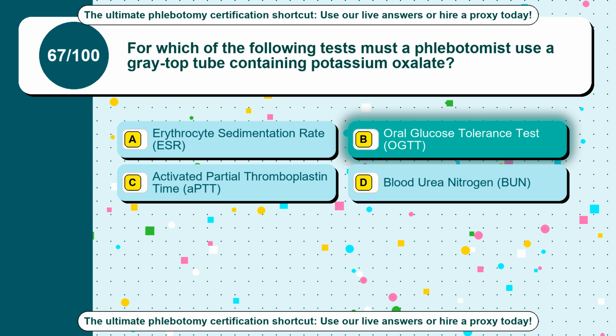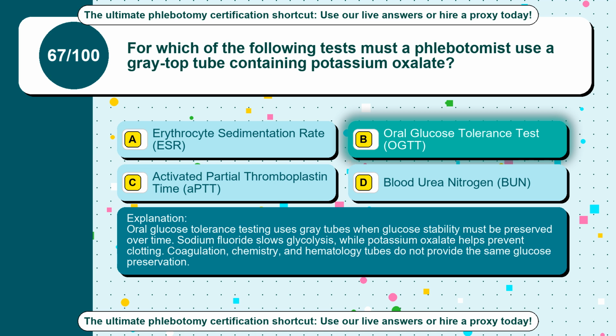The correct answer is option B. Oral glucose tolerance test, OGTT. Oral glucose tolerance testing uses grey tubes when glucose stability must be preserved over time. Sodium fluoride slows glycolysis, while potassium oxalate helps prevent clotting. Coagulation, chemistry, and hematology tubes do not provide the same glucose preservation.